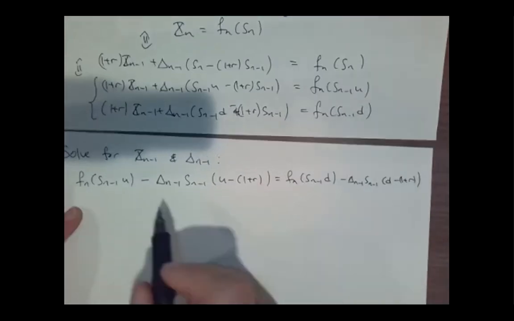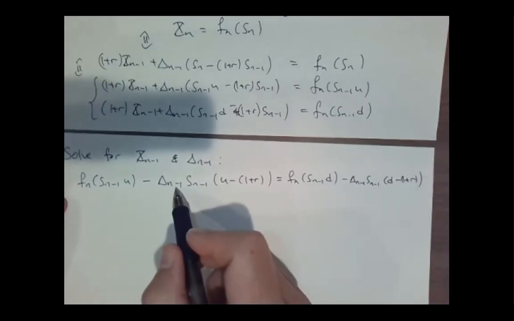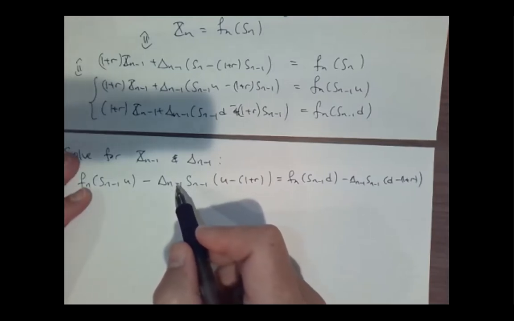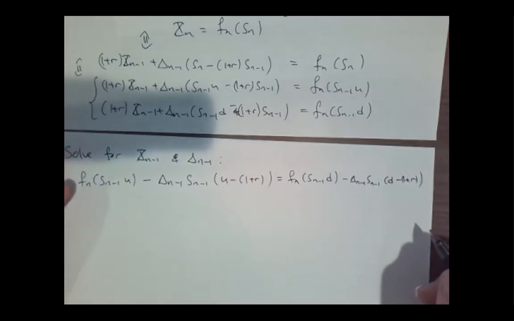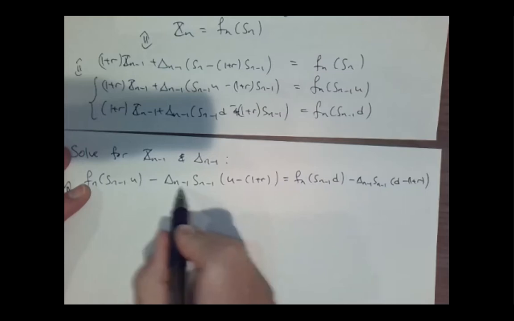And I solve, so now this is one equation and one unknown. I'll solve for delta n minus 1. Maybe we should do it in 2 steps so I don't mess up. I will move this to the other side.